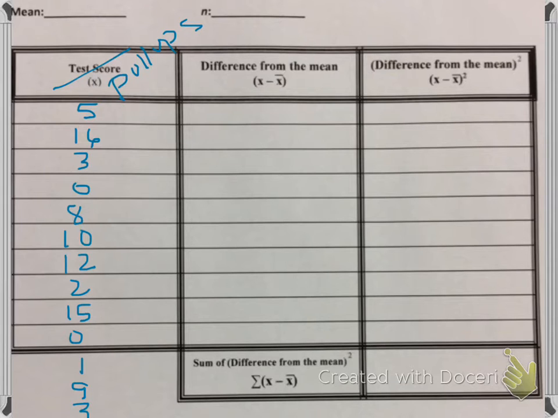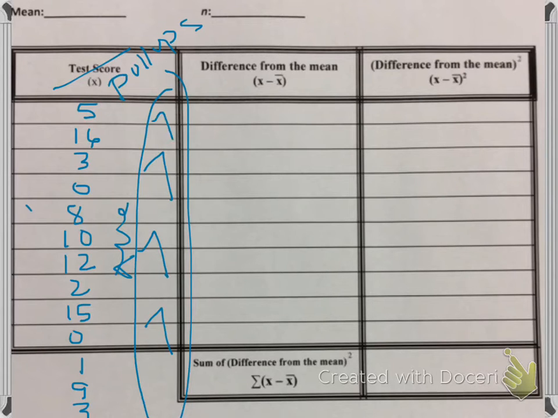And then what I need to do is find the average. So I want you to take all of these numbers and find the average. Punch those into your calculator really quick. You go 5 plus 16 plus 3 plus 0 plus 8 plus 10 plus 12 plus 2 plus 15 plus 0 plus 1 plus 9 plus 3. When I totaled that, I got 84. Then I have to divide by the number of numbers, and there's 12 numbers there. So I'm going to do 84 divided by 12, and I'm going to get the number 7 for my average. So I'm going to put 7 all the way down here.